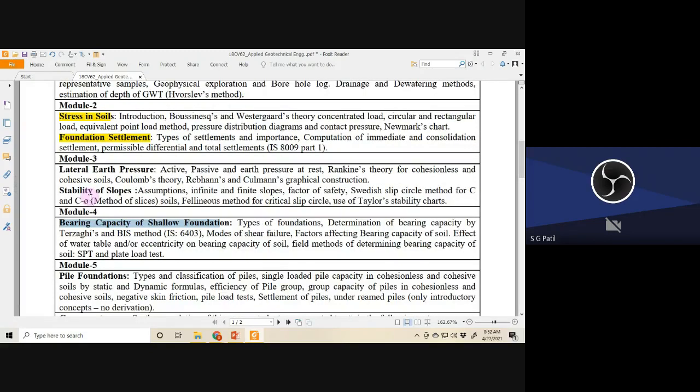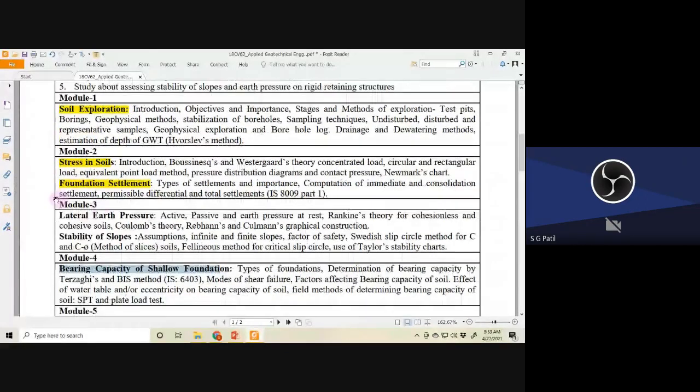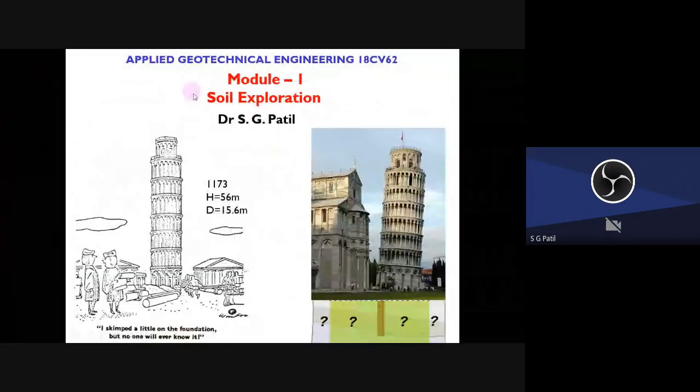Today what I intend to do is briefly introduce module 1, that is soil exploration. Then we'll proceed further as and when we finish module 1. Let me go to my PPT now. Here this is the module 1 PPT. That is soil exploration.